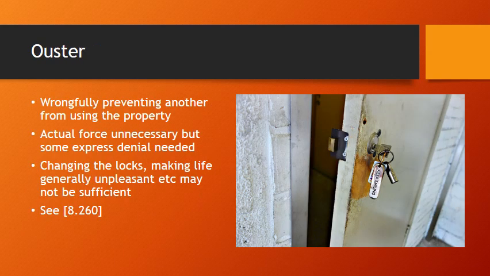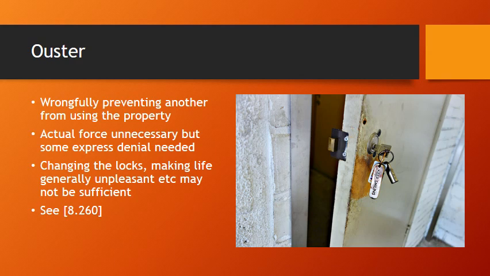So when I said I was going to talk about ouster later, I meant now. So ouster is basically the wrongful prevention of another from using the property. So one co-owner makes an explicit intention in writing or in their actions to prevent another from coming back into the property.